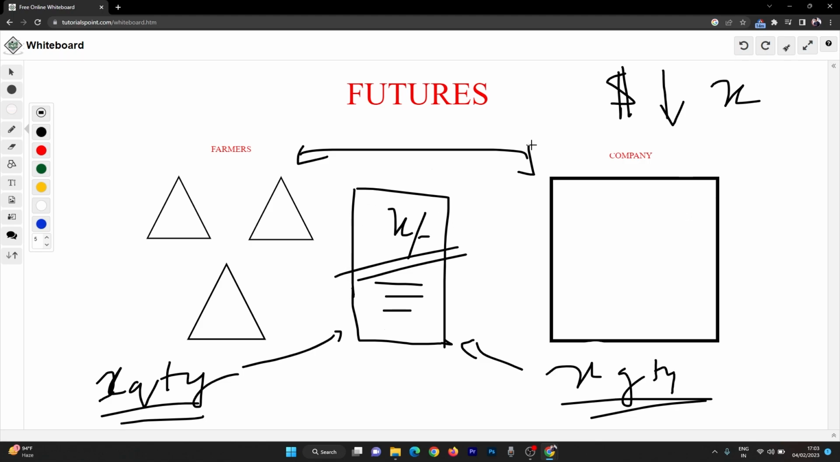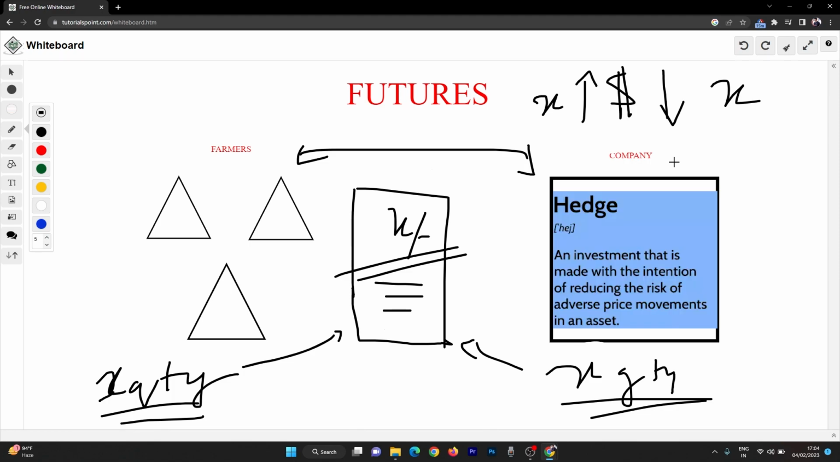In the other scenario, where there is a drought or some other circumstances due to which the prices go high, right? It goes above X. In this case, the farmer is going to make a loss on this, but the company is going to make a profit on this X quantity because the market price of the crop has gone higher. So this process of basically having a set price no matter what the market does is called hedging.